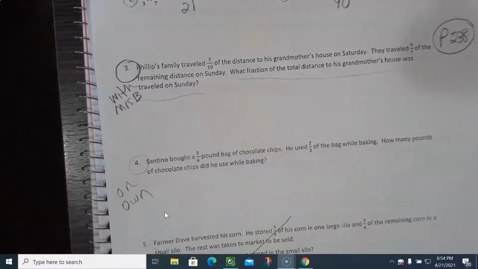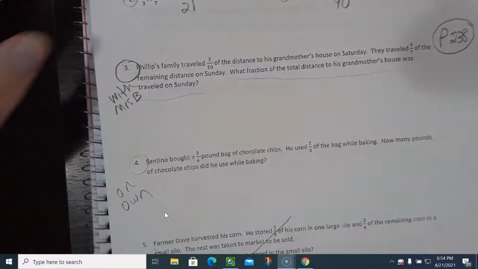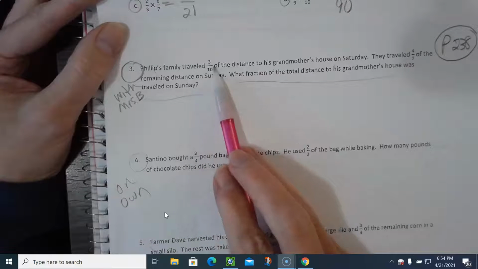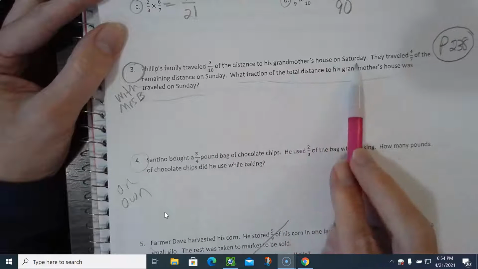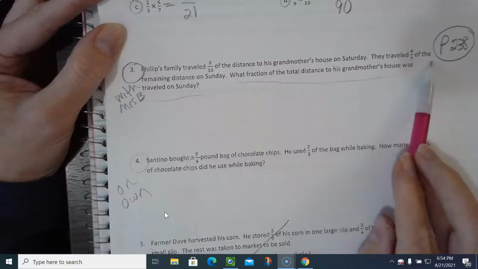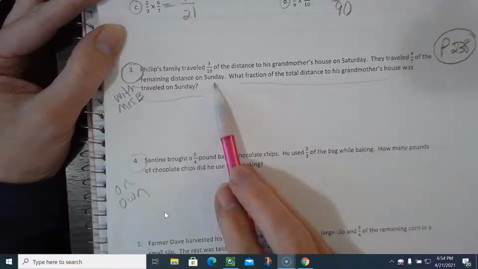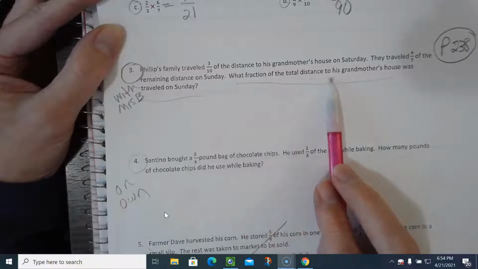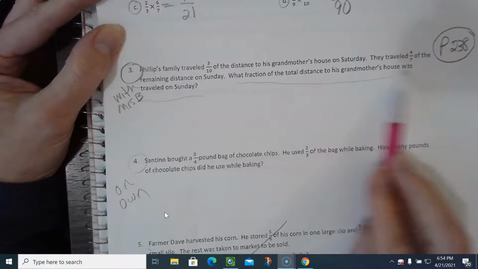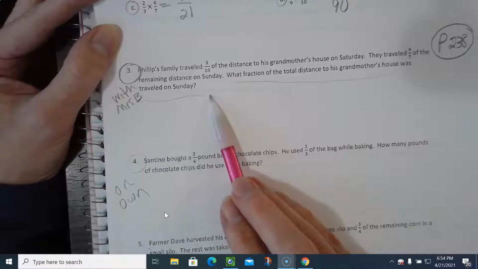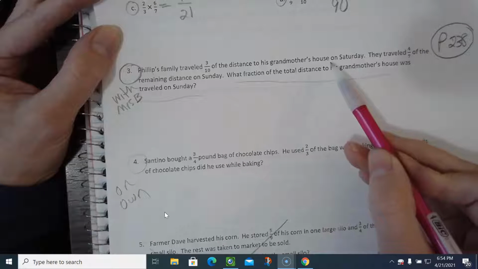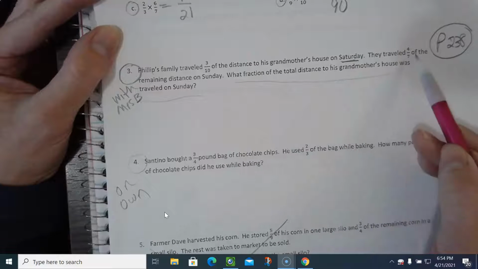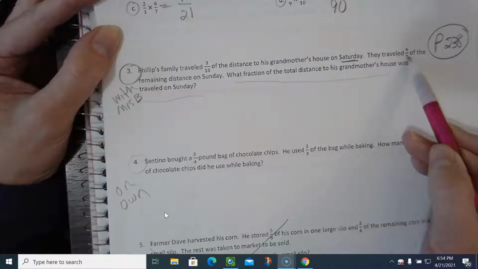So let's go ahead and look at story problem number 3. It says, Philip's family traveled 3/10 of the distance to grandmother's house on Saturday. They traveled 4/7 of the remaining distance on Sunday. What fraction of the total distance to his grandmother's house was traveled on Sunday? Okay, so we have a lot going on there. There's 2 days. There's a Saturday distance that they traveled, and then there's a Sunday distance that they traveled.